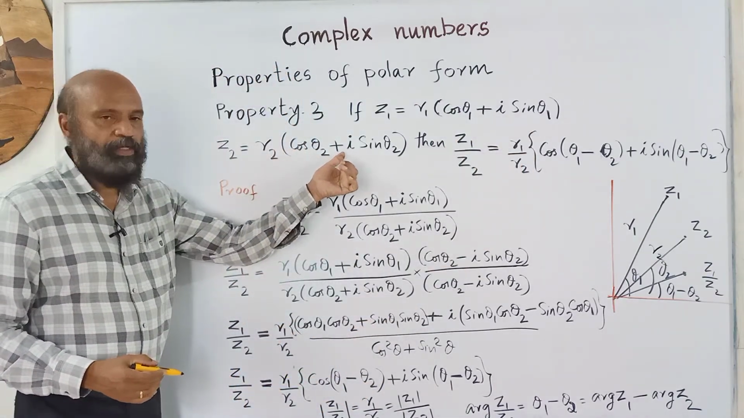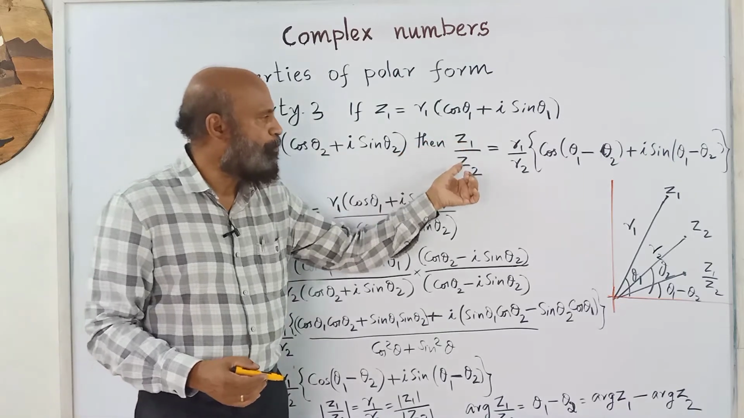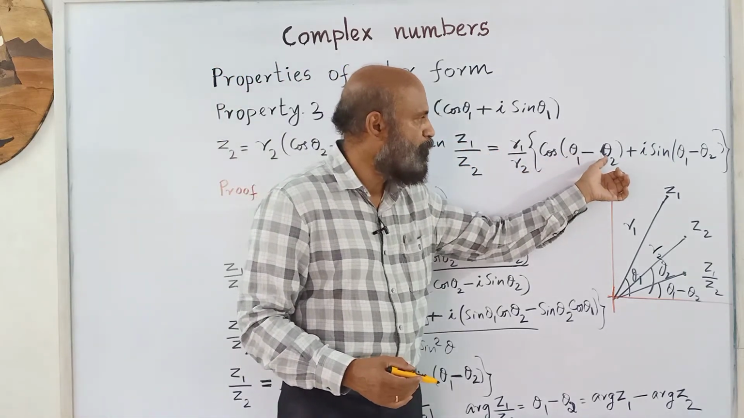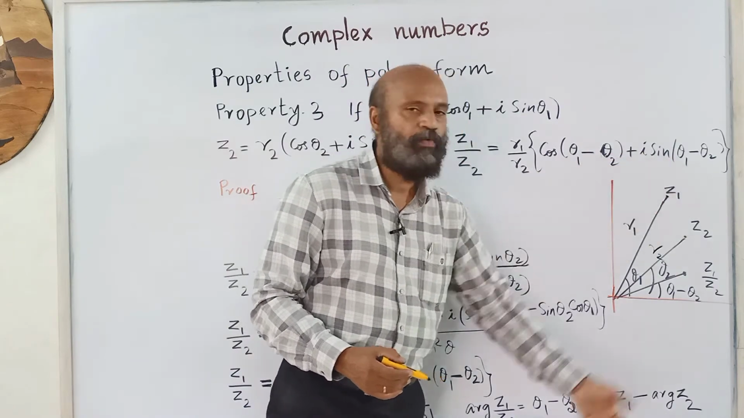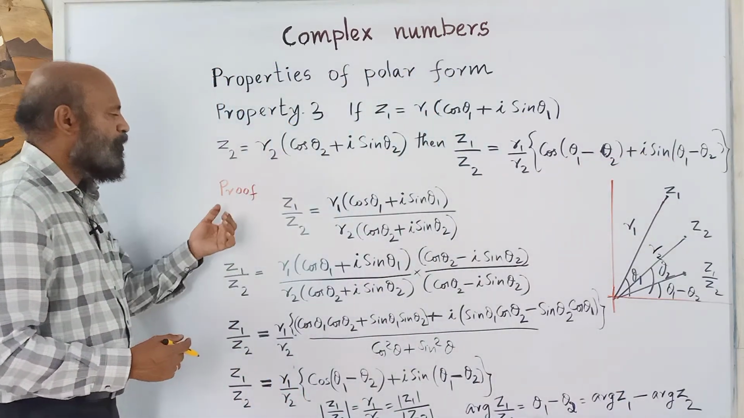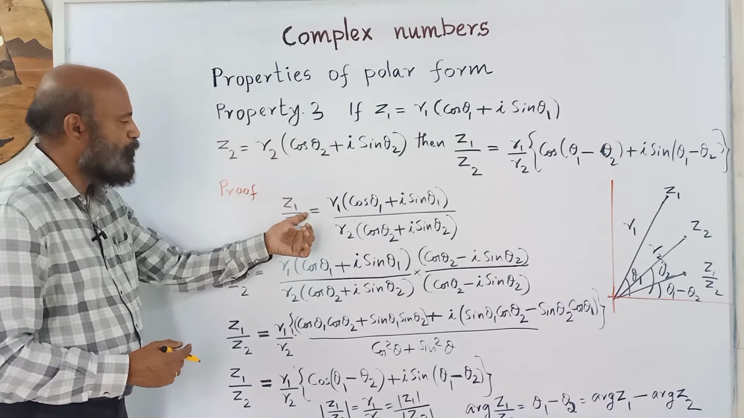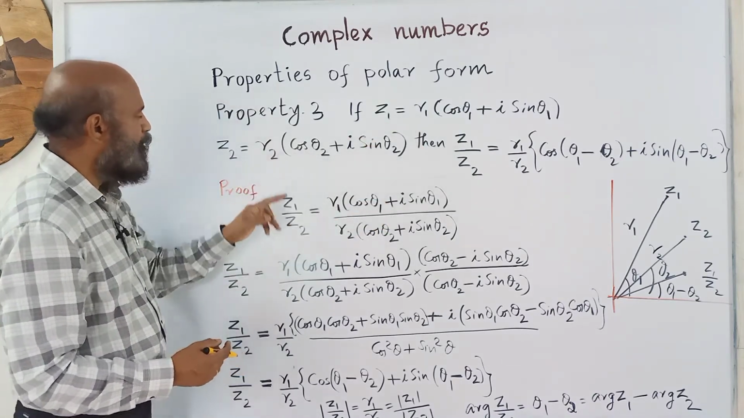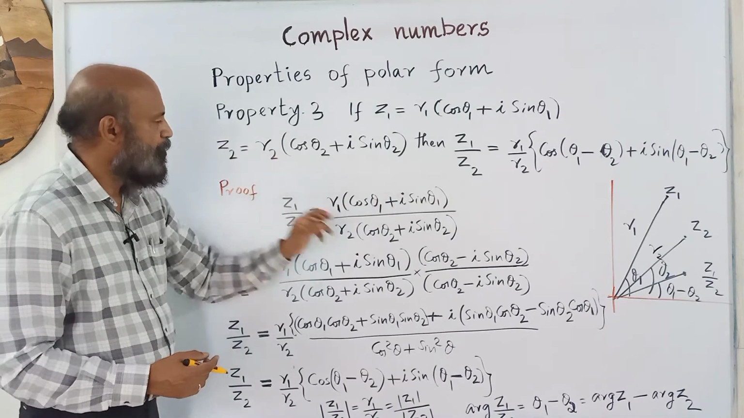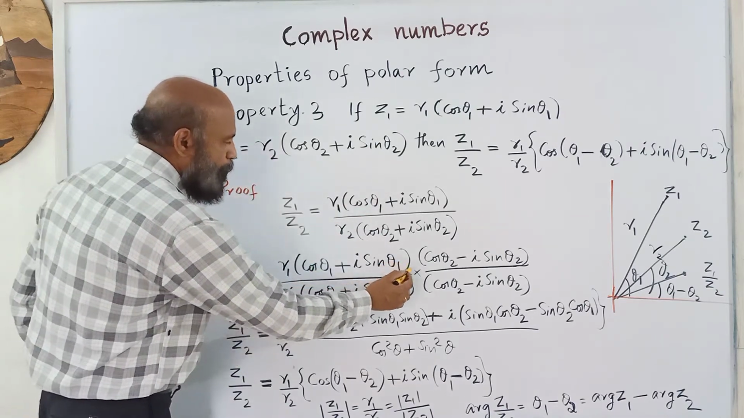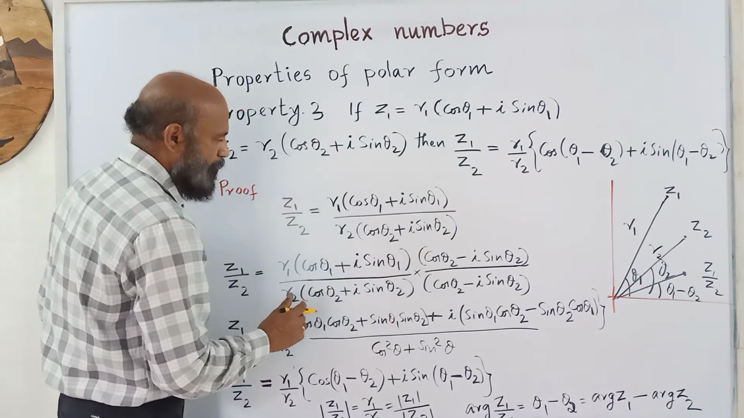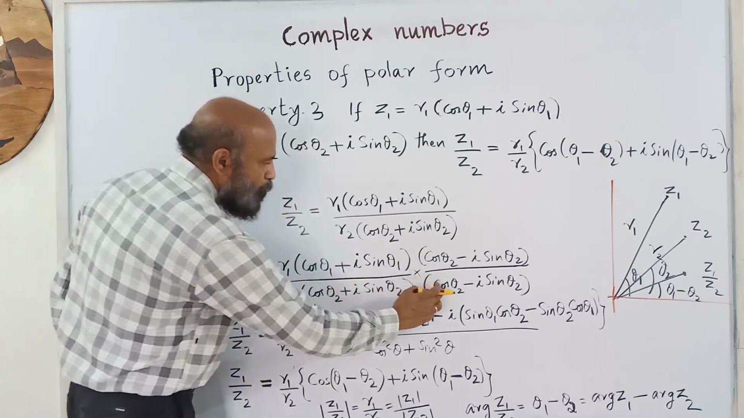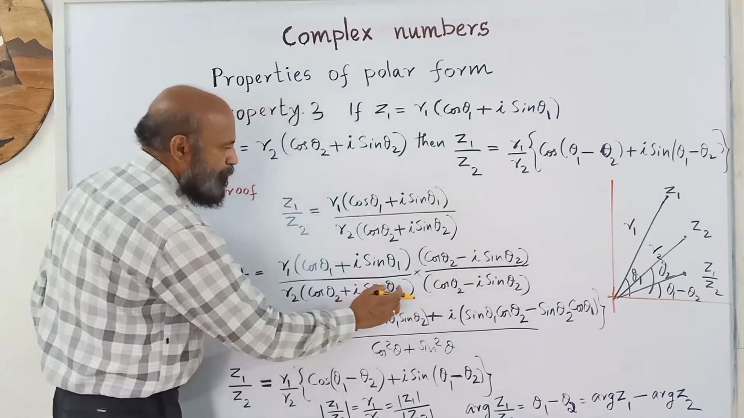Now third property. If z1 is r1 cos theta 1 plus i sin theta 1, z2 is r2 cos theta 2 plus i sin theta 2, then z1 by z2 is equal to r1 by r2 cos theta 1 minus theta 2 plus i sin theta 1 minus theta 2. Now let us see the proof. z1 by z2 is equal to, for z1 we can write this, for z2 we can write this. Now you multiply numerator and denominator by the complex conjugate of this, that is cos theta 2 minus i sin theta 2.